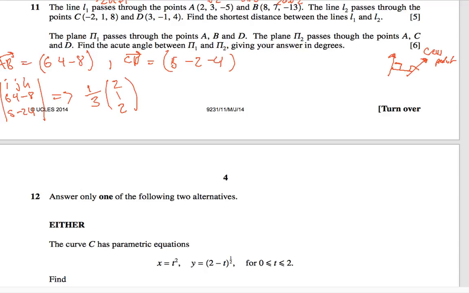Now, once you have a vector that's perpendicular to both of them, if you take any two points on these lines and create a vector, so maybe let's go AC. AC is 4, 2, minus 13. Now, if I take the modulus of the dot product between these two things, that gives me the distance between the two lines.